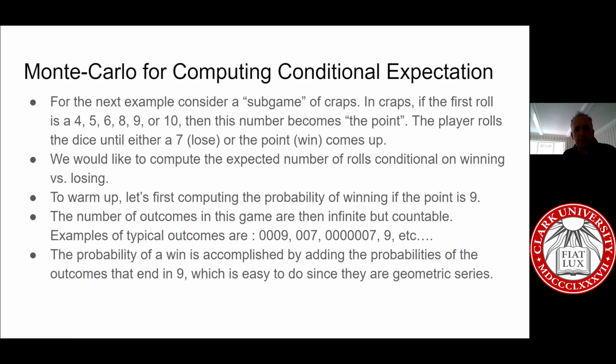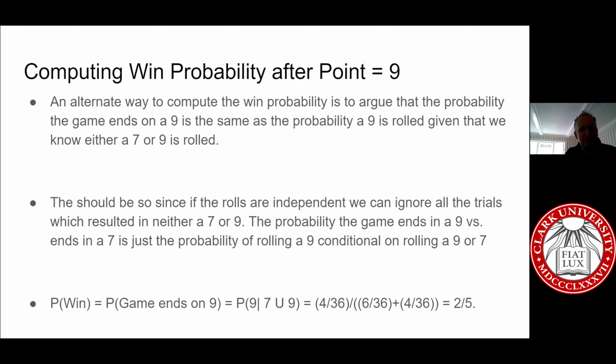The probability of win is accomplished by adding the probabilities of all the outcomes. There's an infinite number of outcomes, you should realize, but it is a countably infinite set. I have 2 times the cardinality of the natural numbers, something like that, right? Because I can end with a 7 or 9, but that's it. So this is doable. And it's a one-line thing to just compute it with a geometric sum. But this way is better, though. This is a better way to do it, I think.